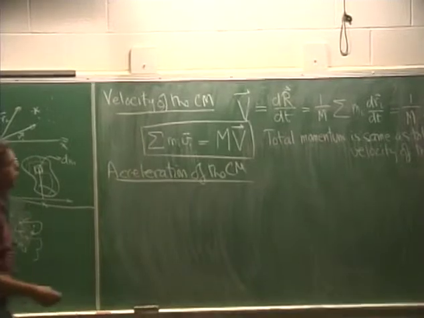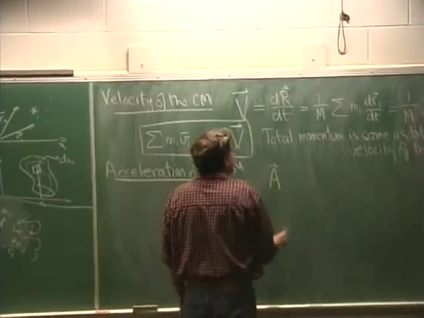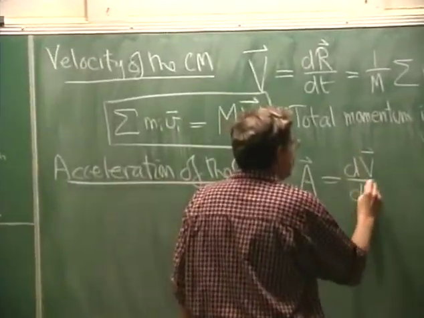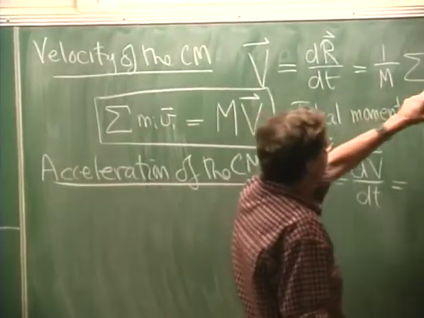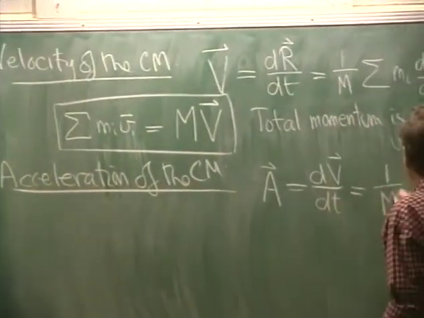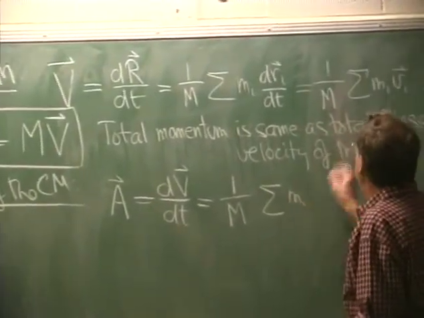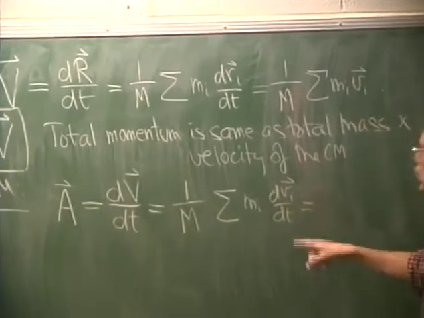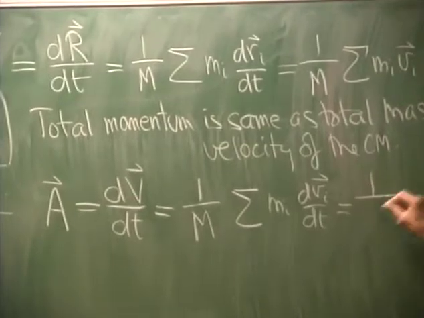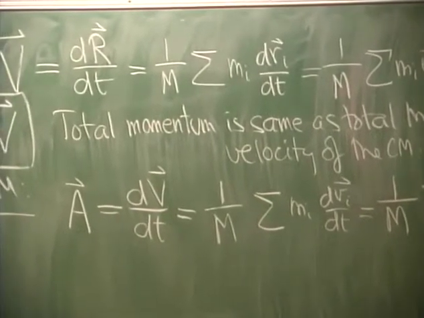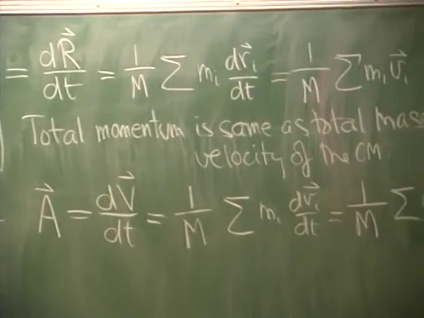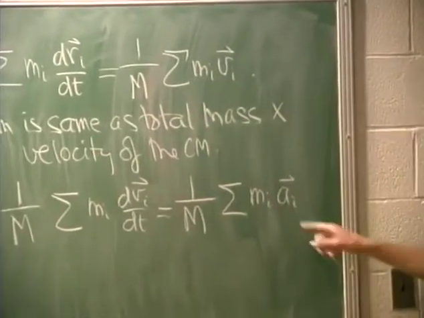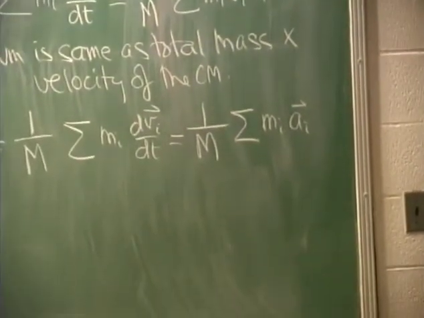The acceleration of the center of mass, A, capital A, because it pertains to the whole object, is dV by dt, which is, here's V, 1 over M times the sum of mi d little vi by dt. But that's nothing but the acceleration of each one separately. You see how the story goes. mi ai. So the total mass times the acceleration of the whole works is the sum of the masses times the accelerations of each of the little bits that goes to make it up.